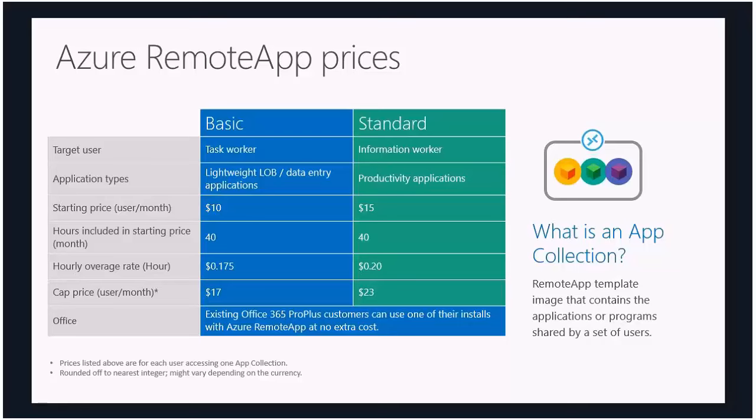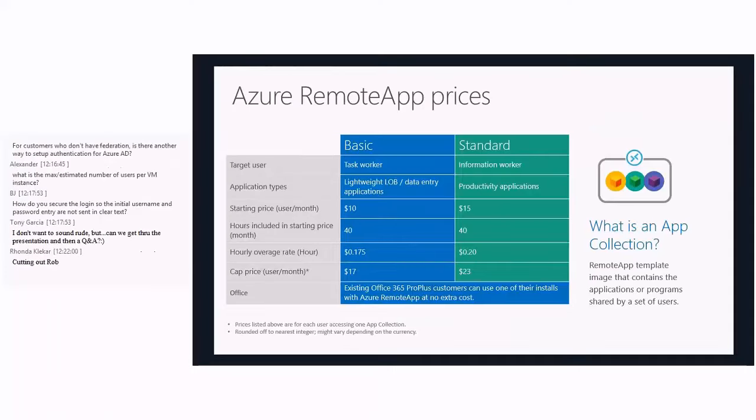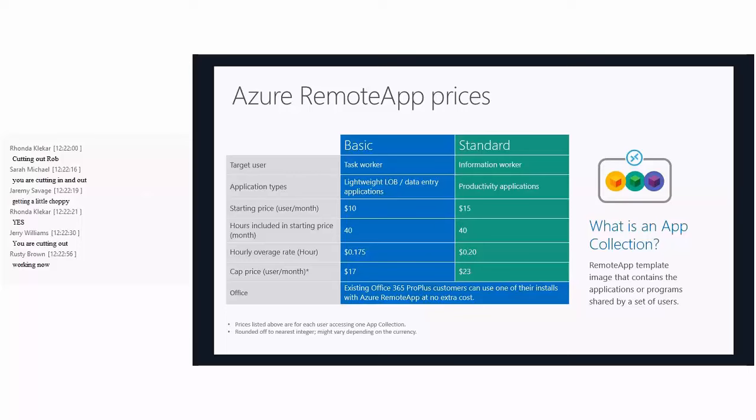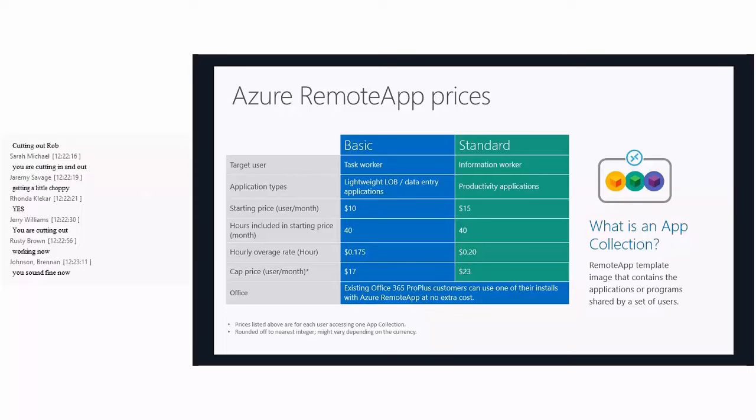If they use more than 40 hours, we have an hourly rate of 17.5 cents. We cap it at $17 per user per month. So when I do costing around Azure RemoteApp, I just like to focus on the $17 per user per month and have you plan that way, and then cost savings are a pleasant surprise, right? So standard starts at $15 a month with a cap of $23 per user as the maximum, and again, keep in mind there's going to be a 20 user minimum pricing on this model.